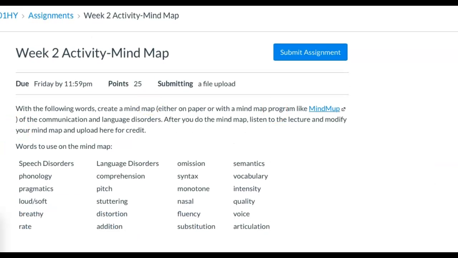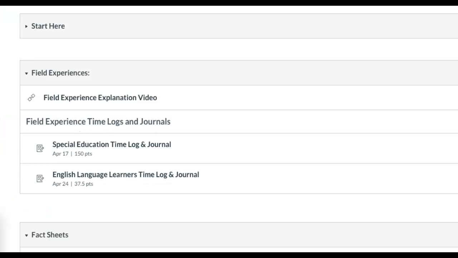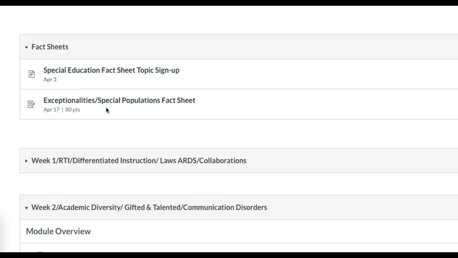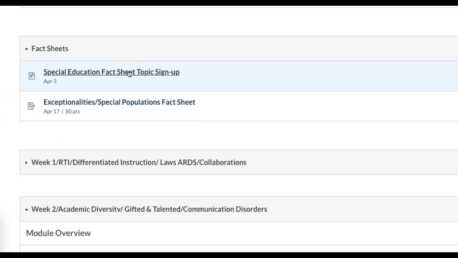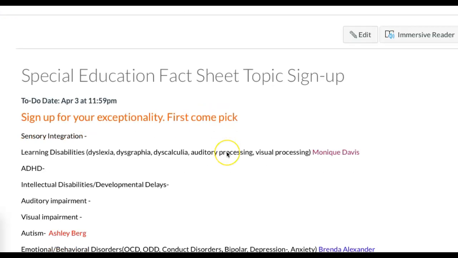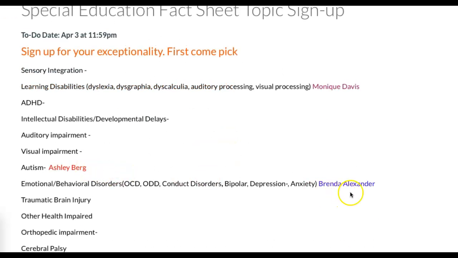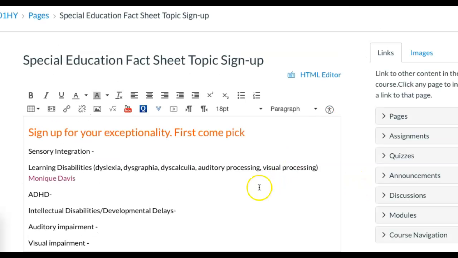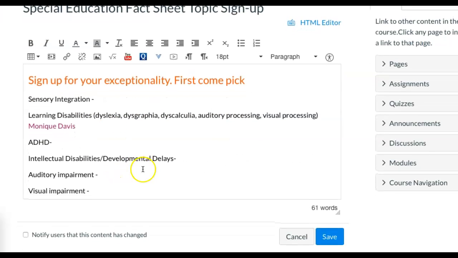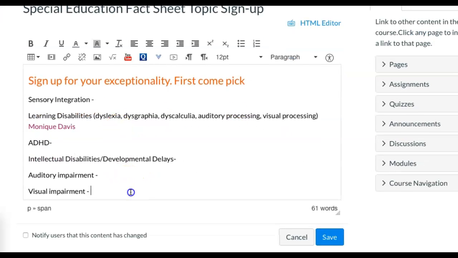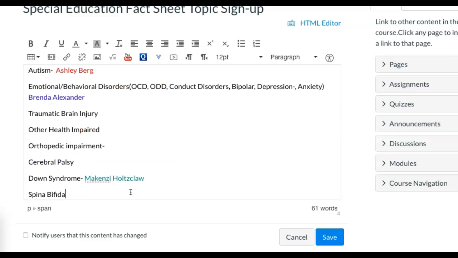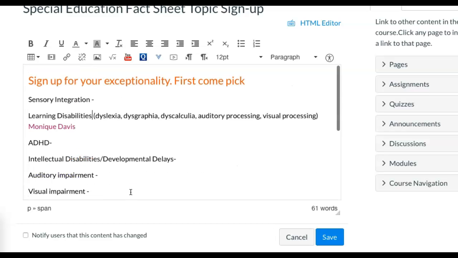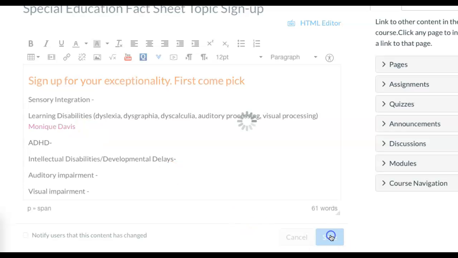The other two things, go in to the special education fact sheet topic sign up and sign up. So what you're going to do is, Ashley's already done it. Oh, Monique has too. And what I'm going to do is, because there's such a broad category, my scroller doesn't work on this. You'll go in and put your name to reserve the exceptionality that you want.